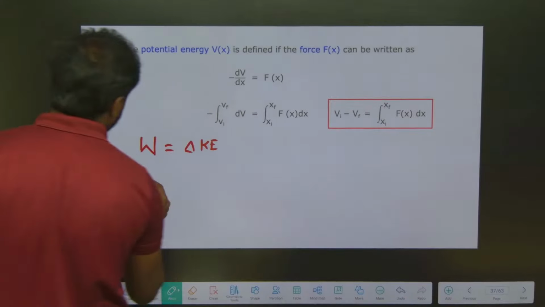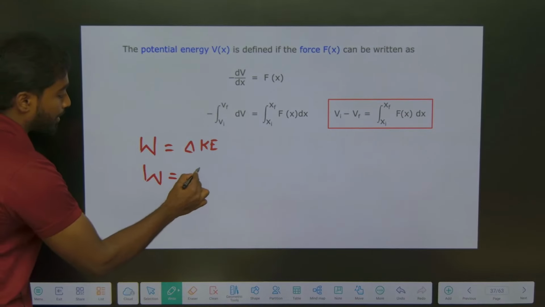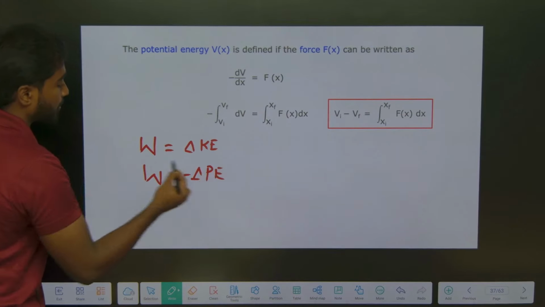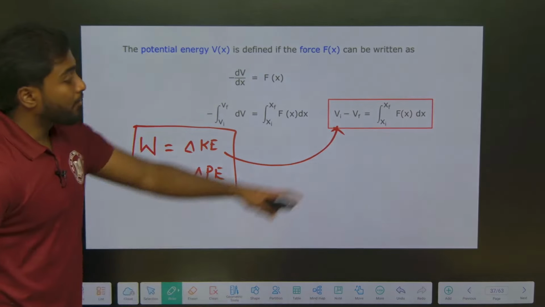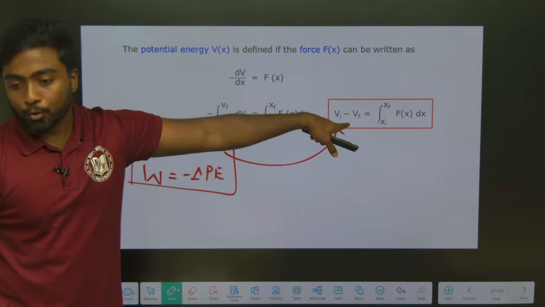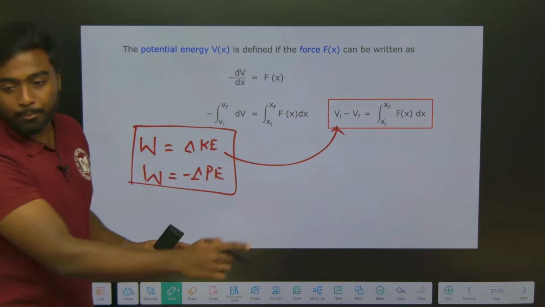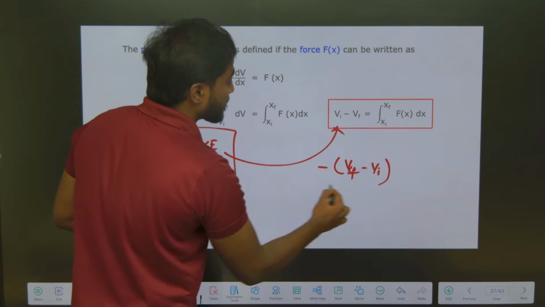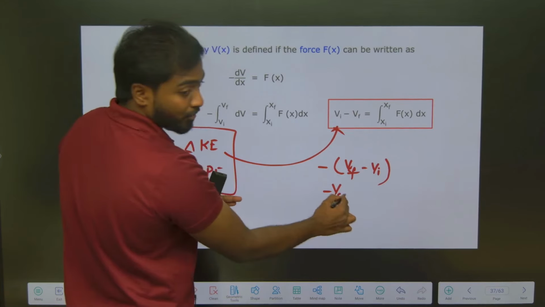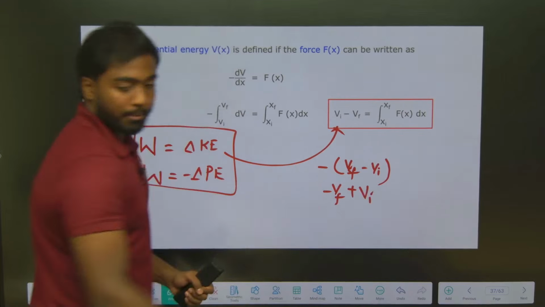I'll write over here. So two formulas, minus change in potential energy. When you see over here also, the same thing, V final minus V initial should be there. Minus of V final minus V initial, which is nothing but minus V final plus V initial.